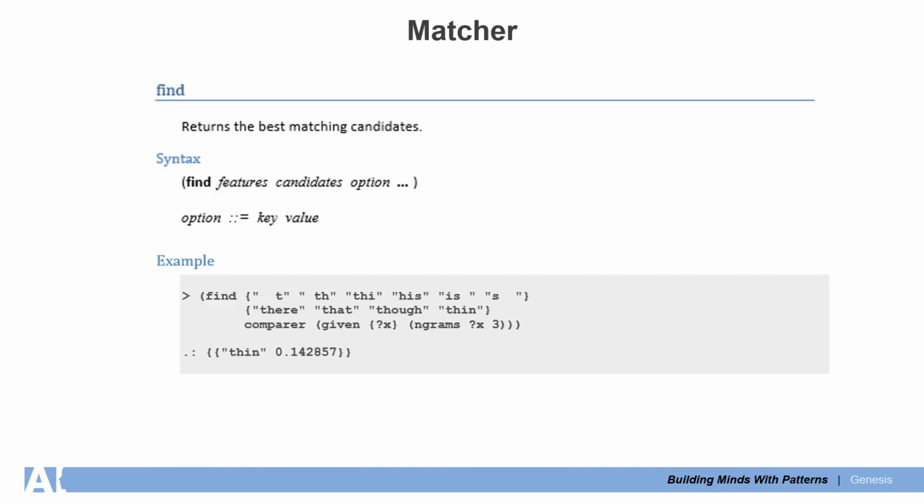In the underlying language implementation, the find command retrieves the best matching candidates given a set of features. In this example, a set of partial strings called trigrams are matched against a set of candidate strings containing the words there, that, though, and thin. The best match is thin with a score of 14%.